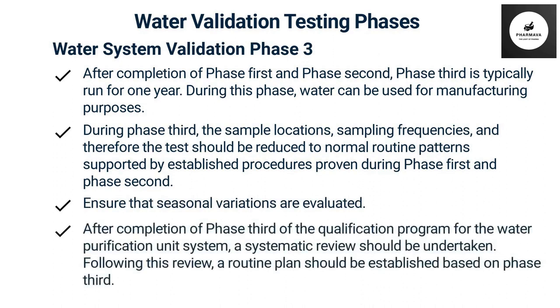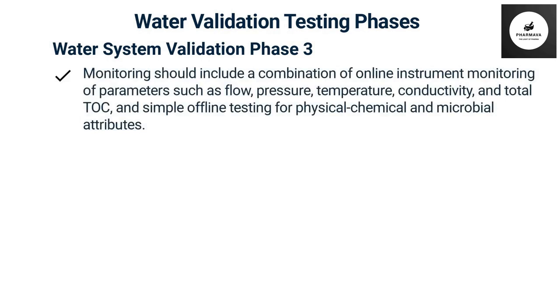After completion of phase third of the qualification program for the water purification unit system, a systematic review should be undertaken. Following this review, a routine plan should be established based on phase third. Monitoring should include a combination of online instrument monitoring of parameters such as flow, pressure, temperature, conductivity, and TOC, and simple offline testing for physical, chemical, and microbial attributes.